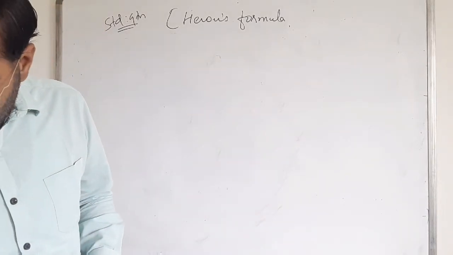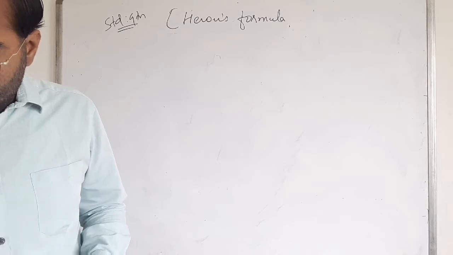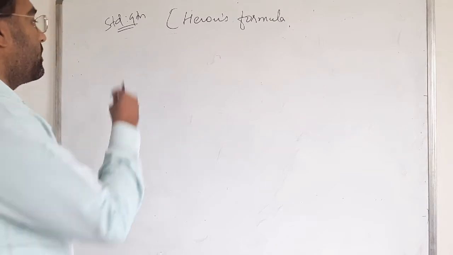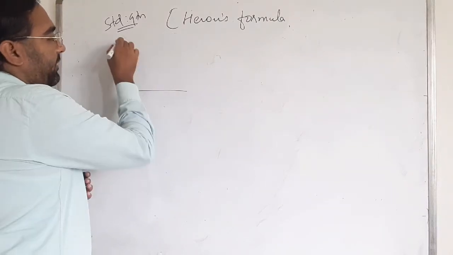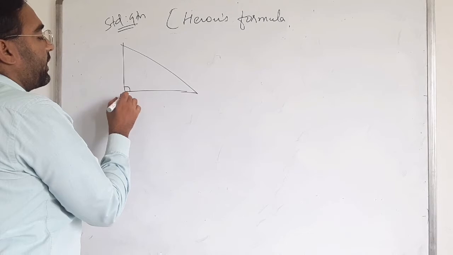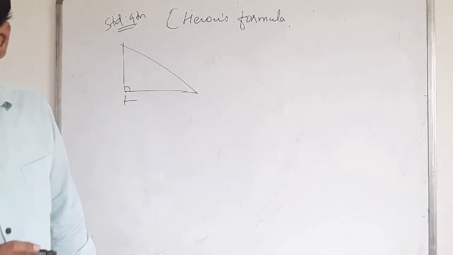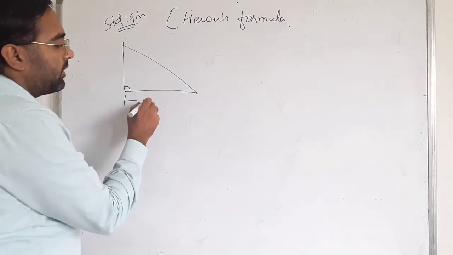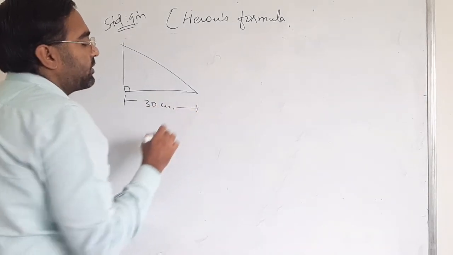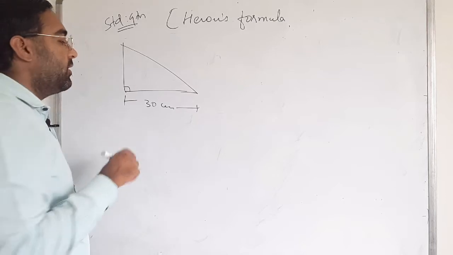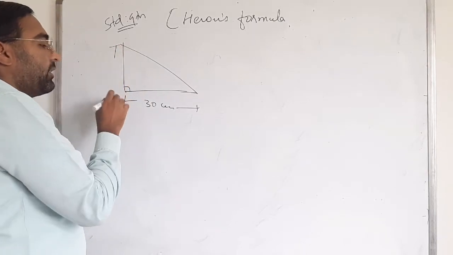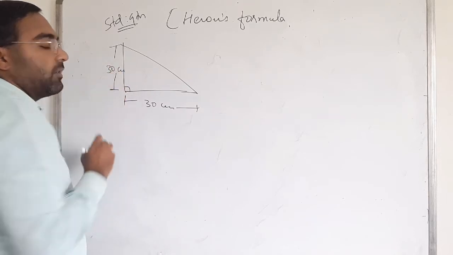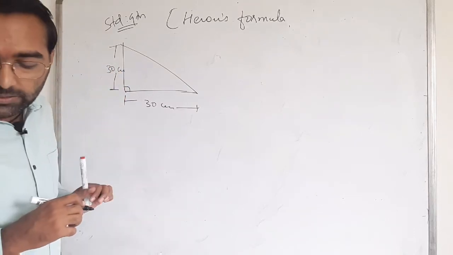So the next question is: the base of the isosceles right triangle is 30 centimeter. Find its area. Here is the isosceles right angle triangle, and the base is 30 centimeter. Whenever a right angle triangle and an isosceles triangle are given together, the height and base are also equal, that is 30 centimeter and 30 centimeter.